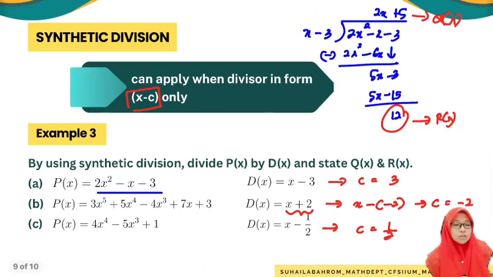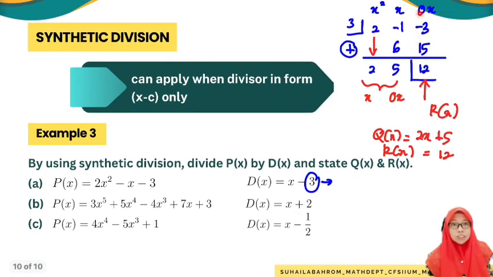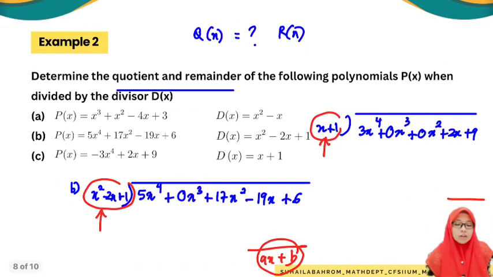So if you compare with the previous method using long division, we get the same values, the same terms for the quotient and also for the remainder. Of course, as compared to long division, synthetic division is the easiest method because we just have to put the constant. But the restriction here is we can only apply it when the divisor is in terms of x minus c.